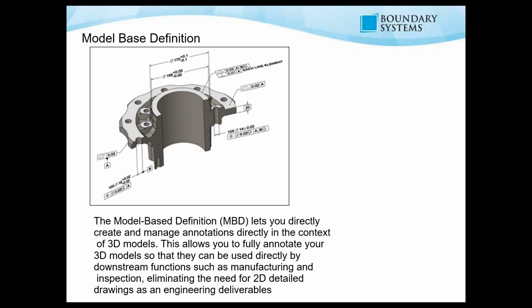Okay, so then I've got two slides on model-based definition. So just for the guys that haven't seen it before, this is more or less what the aim is. We're going to put all the dimensions and things on a 3D model. We can have cross sections and all the fancy stuff in Creo we can use, and then we're just adding the 2D stuff in there as well. So dimensions, geometrical tolerances, and everything that goes with that.